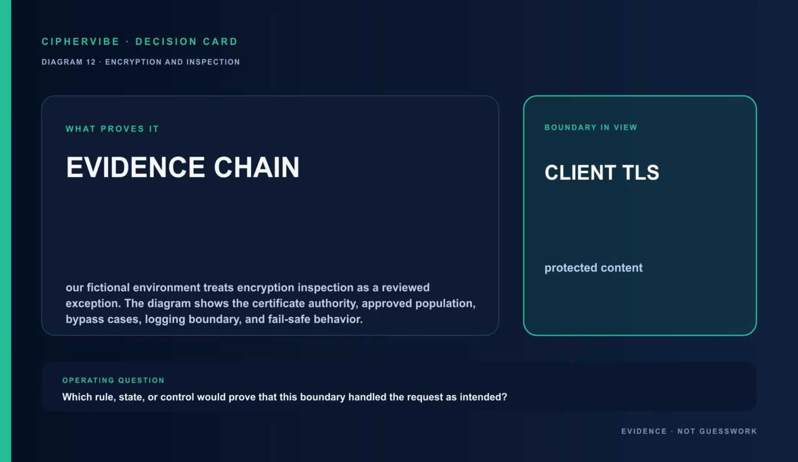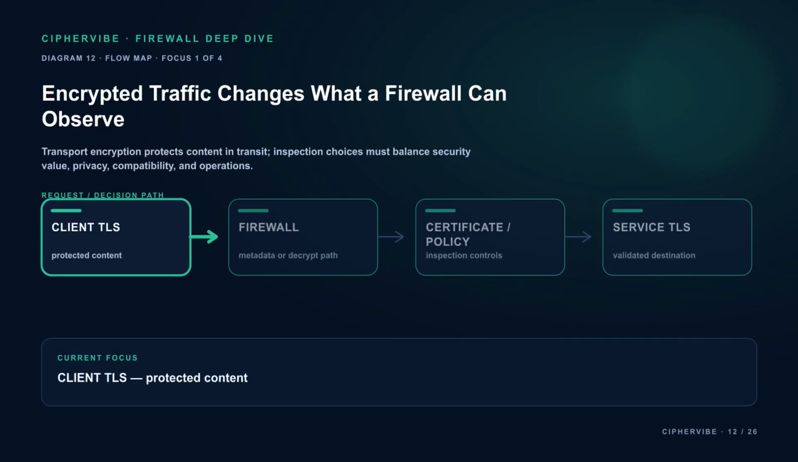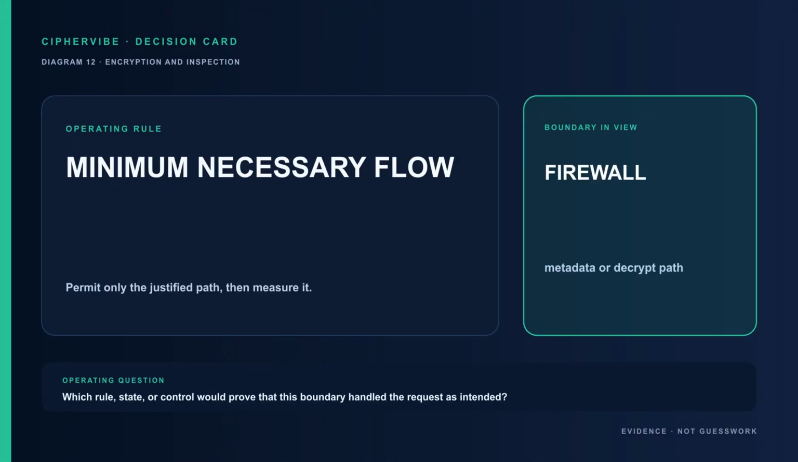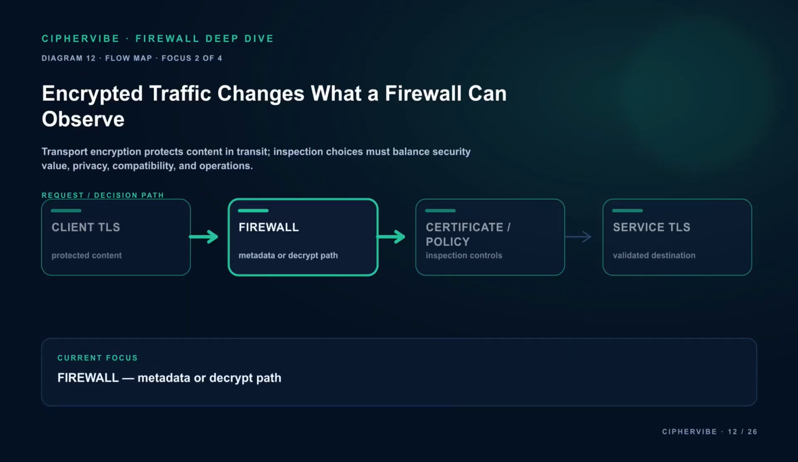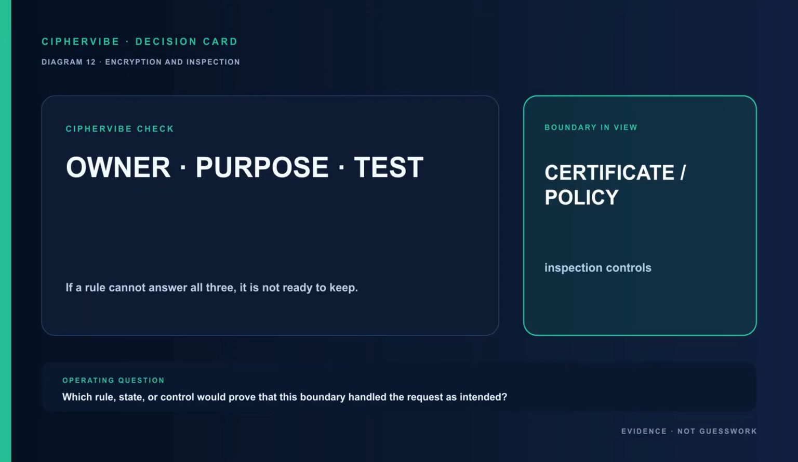The common failure is that inspection is enabled without a resilient certificate, exception, and privacy model, causing broken applications, exposure of sensitive data, or blind spots that are never documented. For the North Star Commerce simulation in this video, our fictional environment treats encryption inspection as a reviewed exception. The diagram shows the certificate authority, approved population, bypass cases, logging boundary, and failsafe behavior. That is the difference between a collection of rules and a defensible boundary. The next operator can explain the decision without guessing.